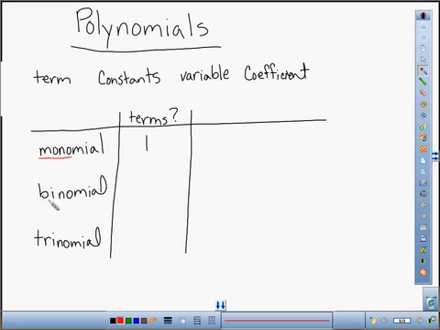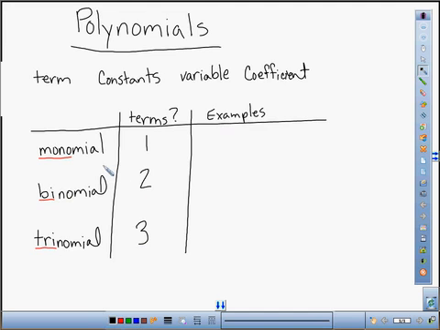Binomial has that prefix of bi, which happens to mean two. Bicycle, bipedal. Bi means two. Alright? And so our tri prefix, tricycle, means that it is a polynomial that has three terms. So examples of all of these.